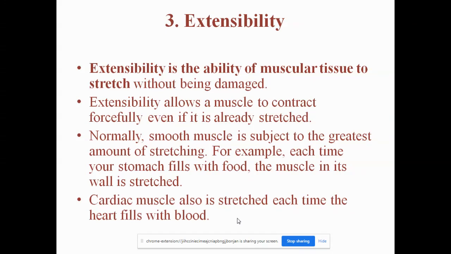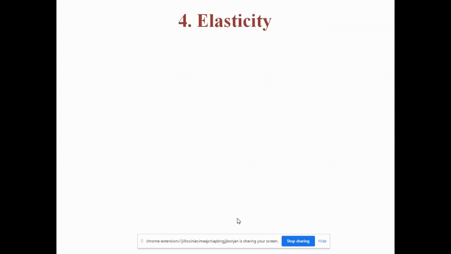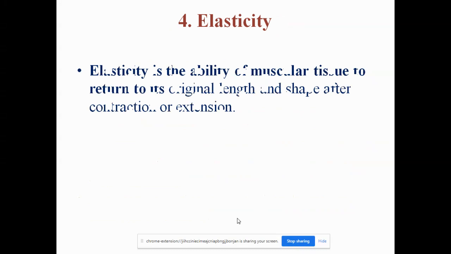This is because of the ability of the muscles that make up the different internal organs to stretch to a larger extent. The fourth property is elasticity. Once the stretching is over, the muscle has to come back to the original position. This is called the elastic property. It is the ability of the muscular tissue to return to its original length and shape after the contraction or the extension process is over.